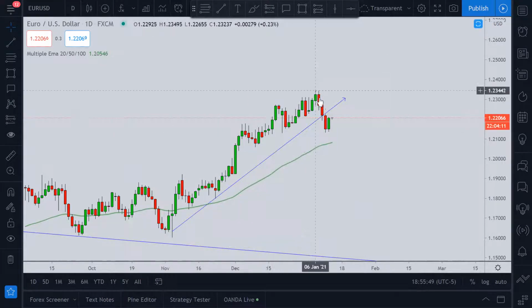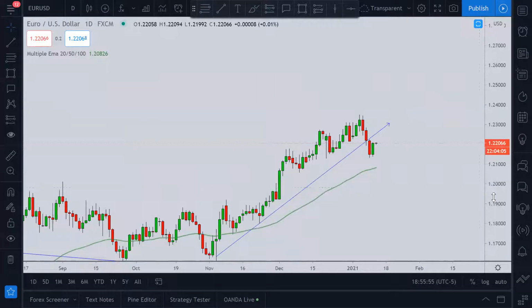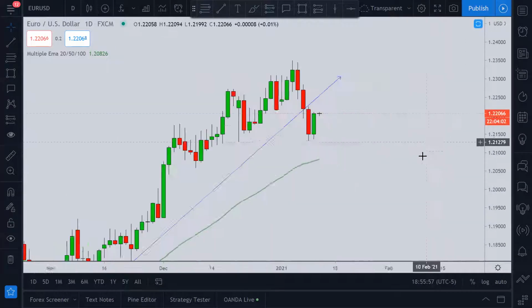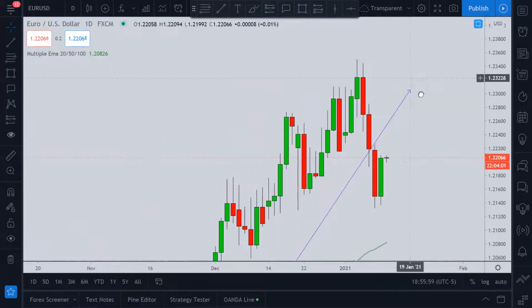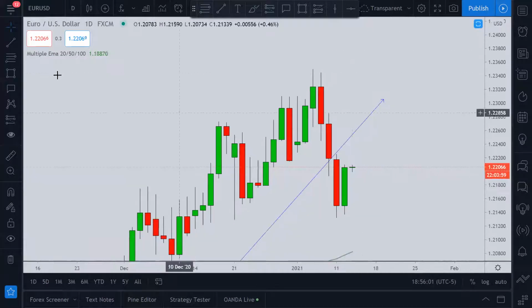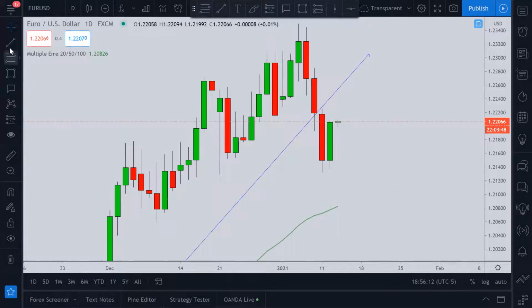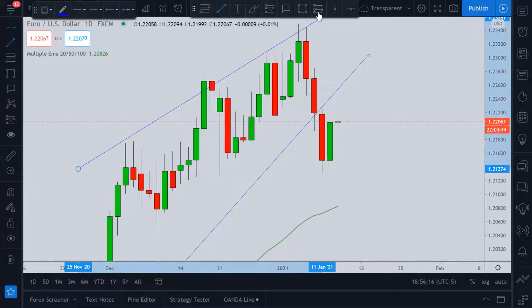Okay, we've broken structure. We've broken structure. So price is on its way to test a different area of support. Now, what I want to make note of is that during this impulse, during this higher high, higher low, higher high, higher low, we've got a nice channel going.